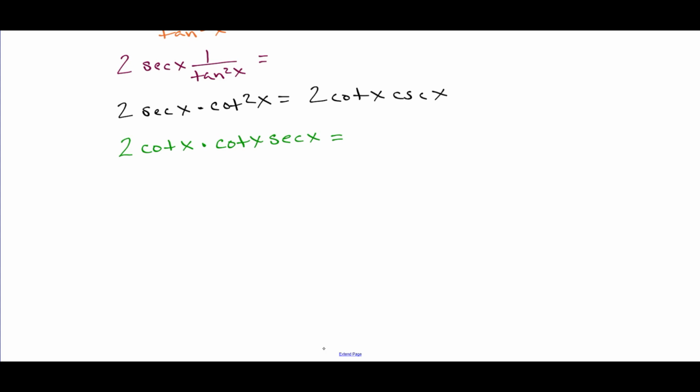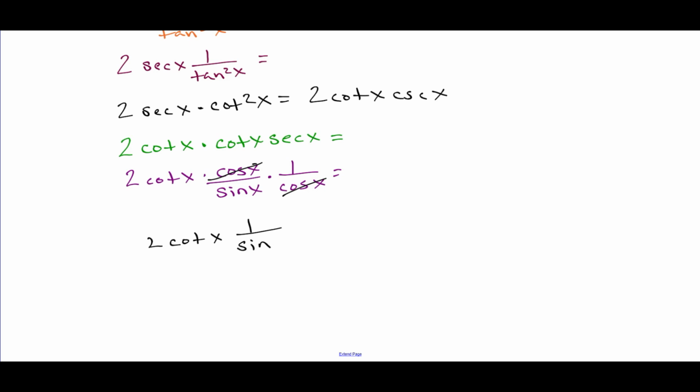So now I'm just going to do a little bit of work with this cotangent times secant. So I'm going to leave the 2 cotangent x by itself. And then cotangent is the same as cosine x over sine x. So I'm using the basic definition. And secant is 1 over cosine x. So then those cosine x's cancel out. Then we have 2 cotangent of x times 1 over sine of x. And I know 1 over sine of x is actually cosecant of x. So I have 2 cotangent x cosecant of x, which is what we had on the other side.